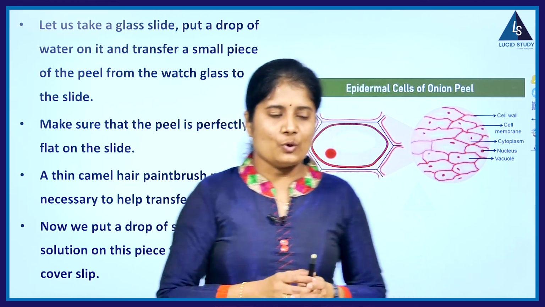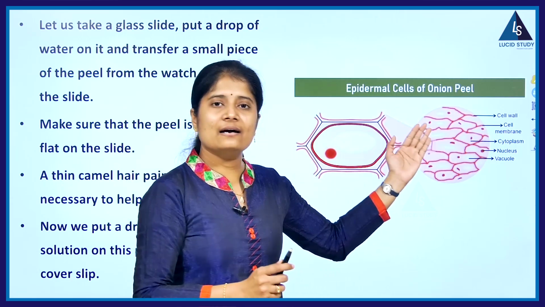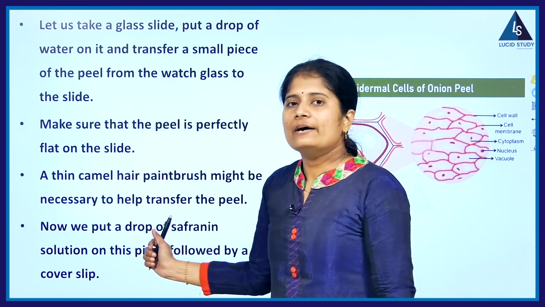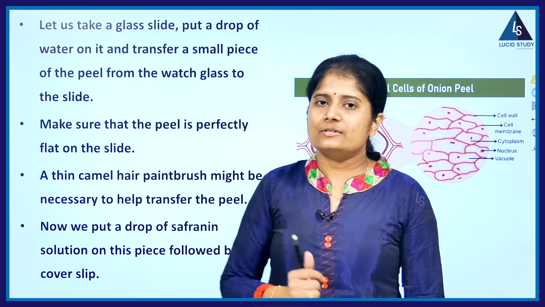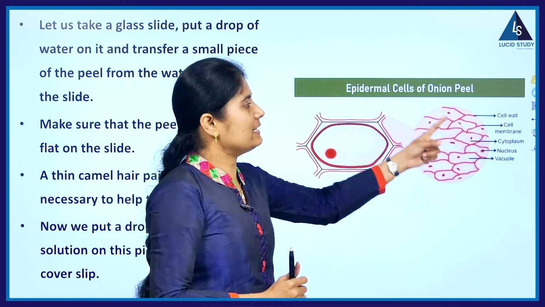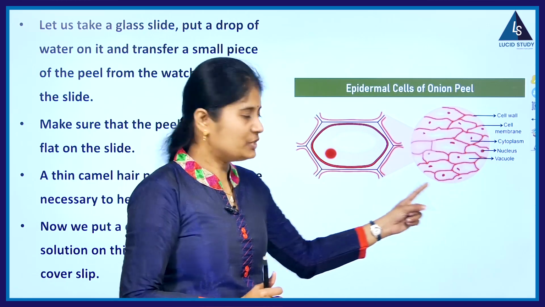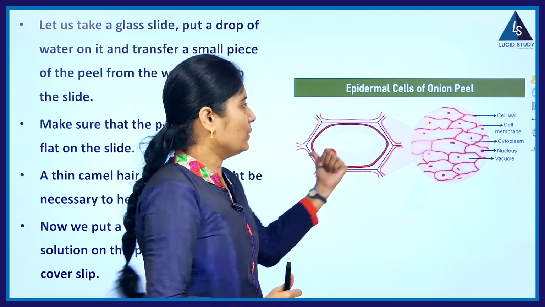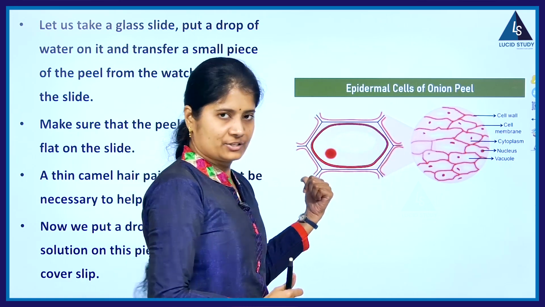See here, as safranin is a stain which is going to be seen in a red color. Okay, so that you can see the cells also in the same way. You can see the border of the cells compared to the previous slide, right? So here this is the cell structure.